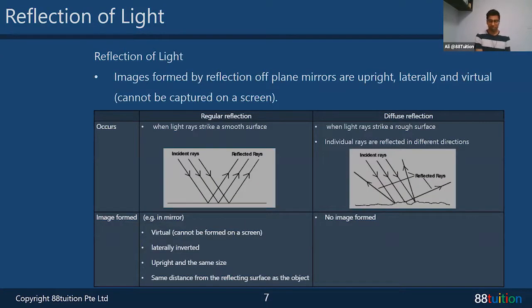Images formed by reflection. Okay, so now we can identify the image which we summarized earlier, but there's a difference. What is the difference? What's the left-hand column and the right-hand column? Okay. Kai Ming, can you read to me what's the left-hand column and what's the right-hand column?